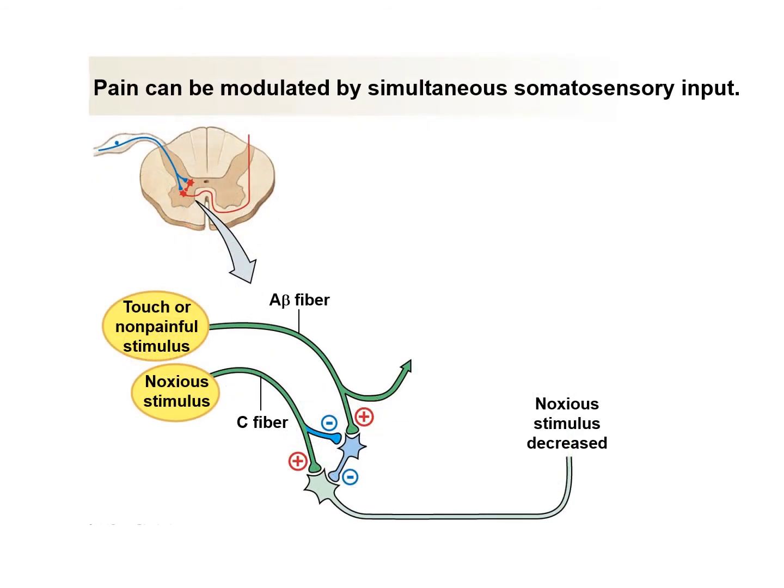Now let's add to the stage this A beta fiber, which is not a pain fiber. It's a large myelinated fiber that's usually conveying deep touch, non-painful type stimuli. What the A beta fiber will do when it's activated alongside the C is that it will begin re-energizing, shall we say, or re-exciting that inhibitory interneuron. It's not dark blue like it was in the very first slide. It's a light blue, so it's sending a few action potentials down.